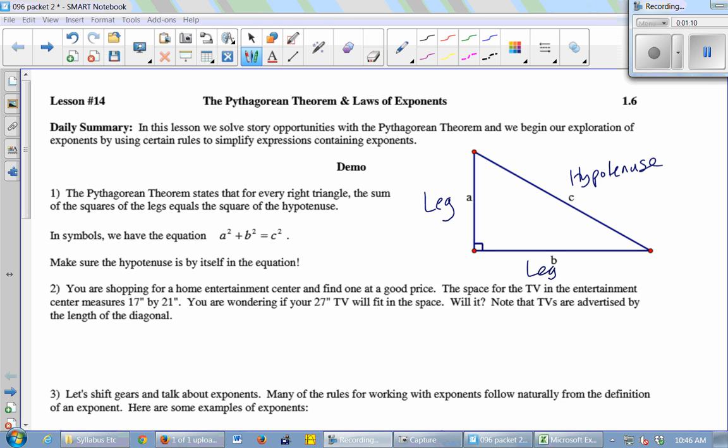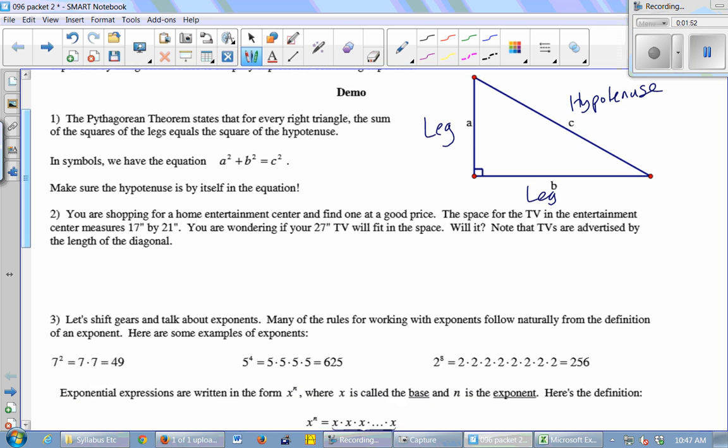Okay, so in symbols, if you label the two legs A and B and the hypotenuse C, then you write A squared plus B squared equals C squared. So it's important to remember that the hypotenuse is always the thing on the other side. You add the squares of the legs, that equals the square of the hypotenuse. So you got to make sure it's the hypotenuse that's the thing by itself. So is it always equal? Yep, whenever you have a right angle, it's always a leg squared plus a leg squared equals the hypotenuse squared.